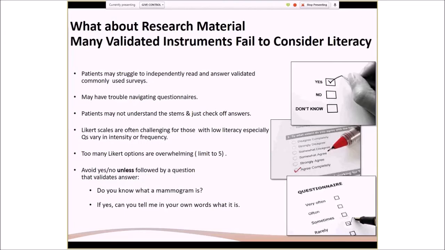Patients may not understand the stems, just check off answers. If it's Likert scales, don't use more than 5. It's very confusing when the stems are different. One goes to intensity, one goes to quality. The number of choices on the Likert may vary, and all of that adds to confusion. And avoid yes, no, or true, false. That doesn't give you very much. I mean, you can ask, do you know what a mammogram is? And then you can say, tell me in your own words. And if you're doing the survey, you can have a multiple choice, and you can check off their answer, what category it goes in.